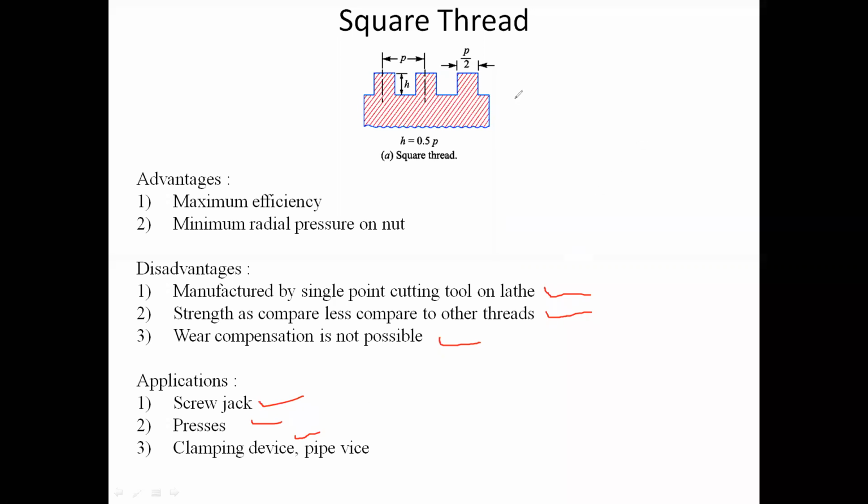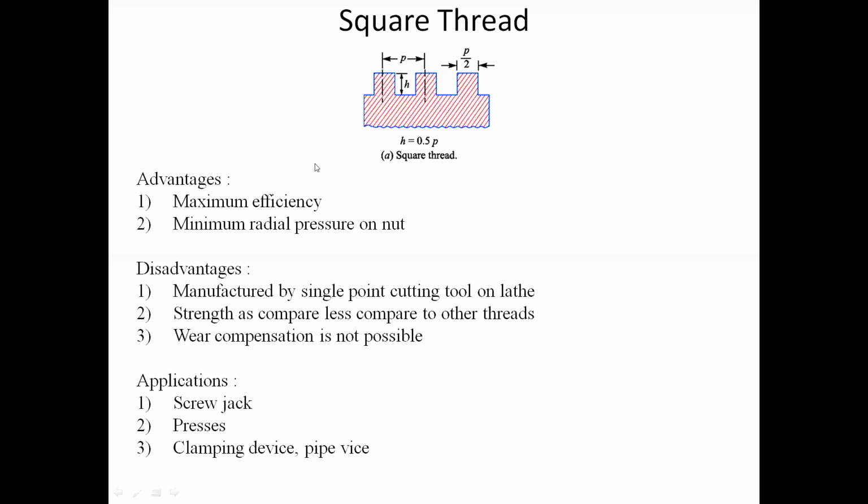So here, whatever different advantages and disadvantages are possible, we can list them out here. So this is all about the square thread. Meanwhile, you can write the advantages and disadvantages using your pencil and paper. Okay, so this completes our square thread.